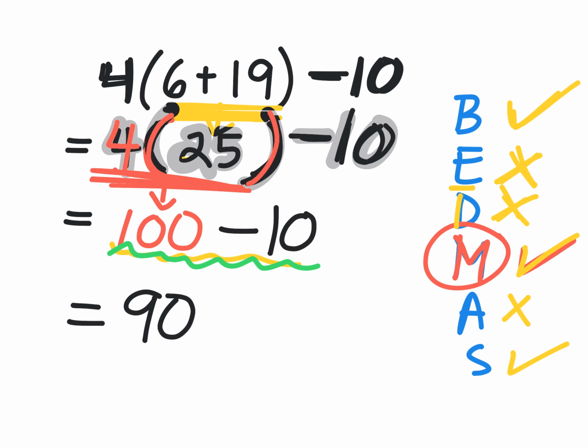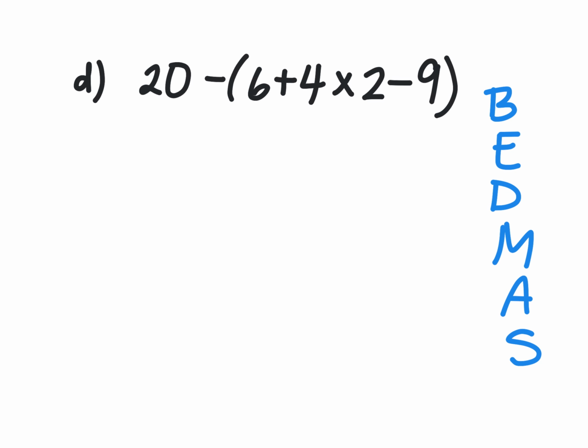So we're going to go through our list again. Do we have any brackets? Yes. Now, this is a little different because we actually have 3 operations inside the bracket. There are 3 things you have to do inside the bracket, and they have to be done in this order first. So we have addition, multiplication, and subtraction.